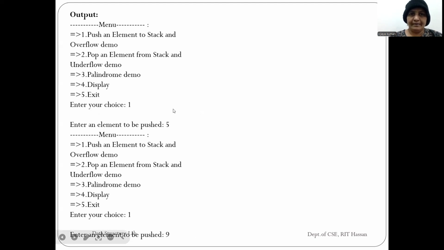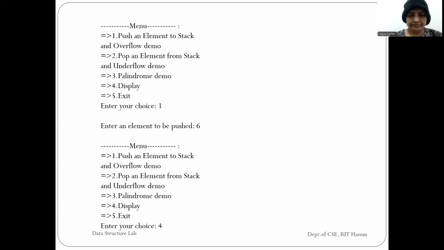Here is an example which I executed, that is the output. Push an element to the stack, pop an element from the stack, palindrome, and these are the 5 choices which we have given in the switch function. First I entered choice 1. Enter an element to be pushed. I take 5 here. Next, I took choice 1 again and pushed a 9. The third element I entered as a 6 here.